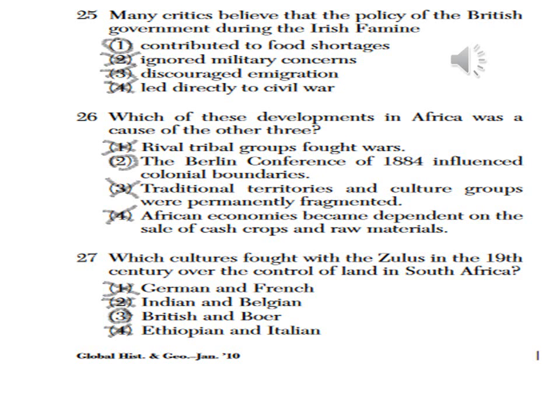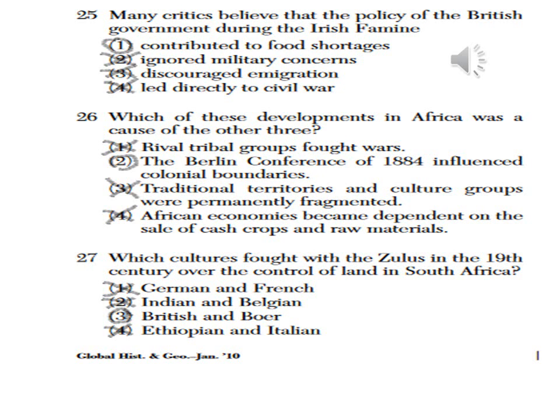Because of that famine, a lot of Irish people actually migrated to the United States and settled around northeastern areas, such as New York and Boston. And number 4, led directly to civil war. No, that's not the right answer. So it's number 1. So number 26, which of these developments in Africa was the cause of the other three?